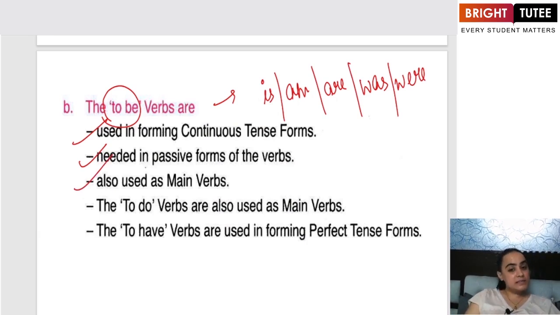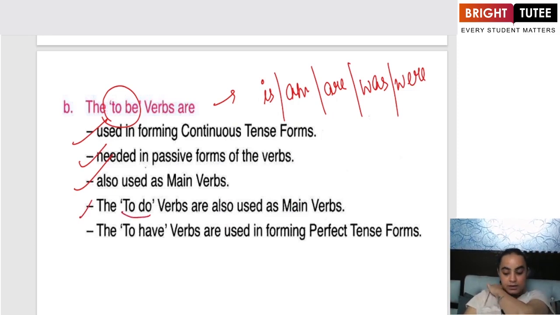At times, these are also used as the main verbs. She is beautiful. They are helpful. She was angry. I do not have any other verb but the to be verbs. These verbs are also again used as the main verbs, as I said.